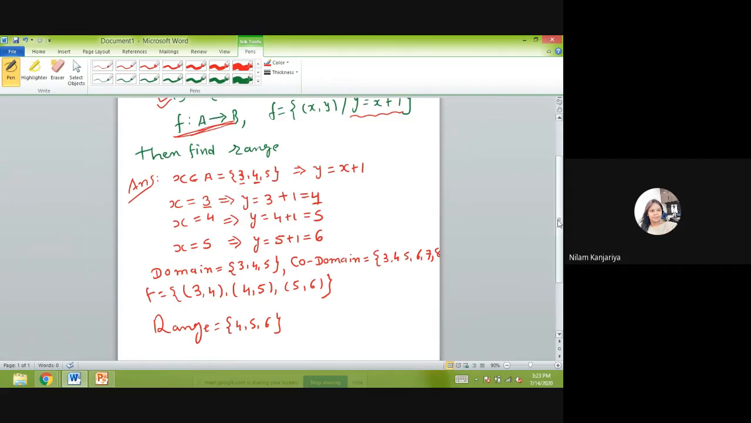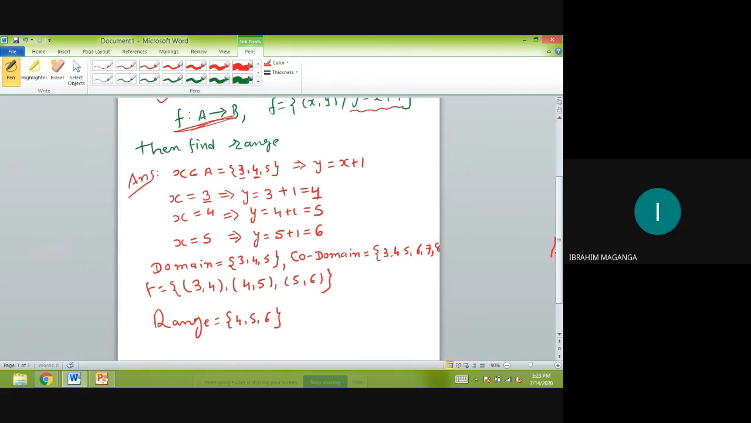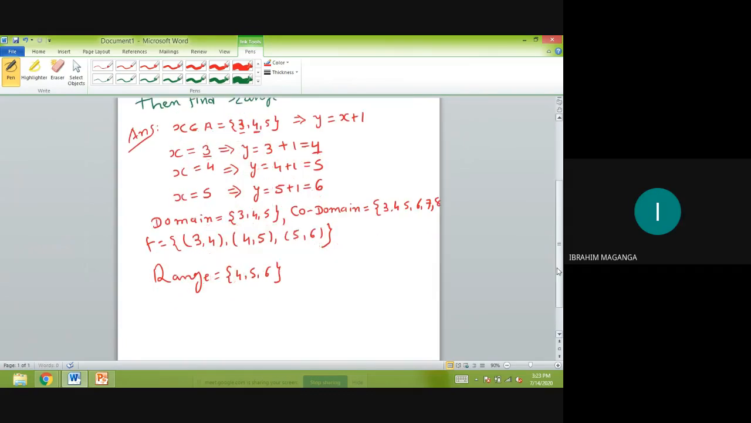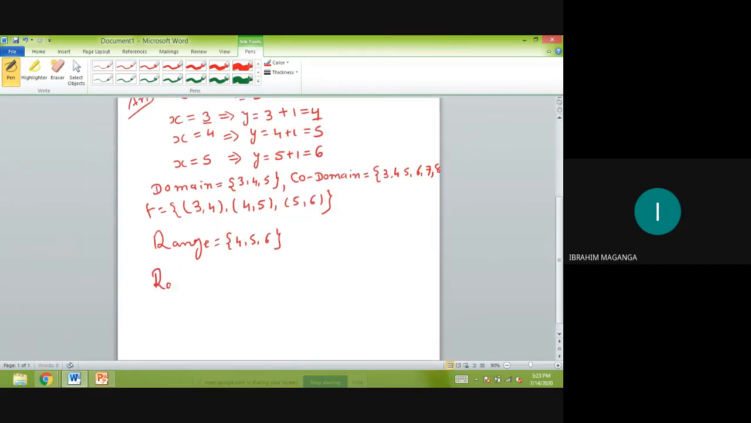Remember the 1 mark question? Range is a subset of codomain. The elements 4, 5, 6 are the range. It's a subset of codomain.